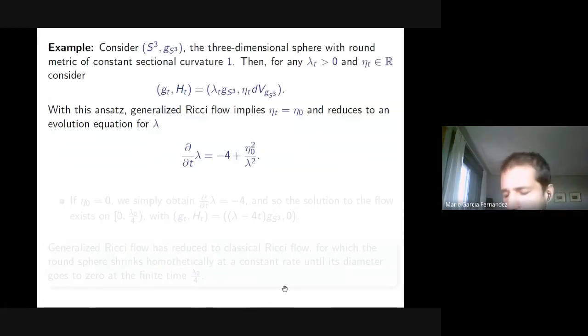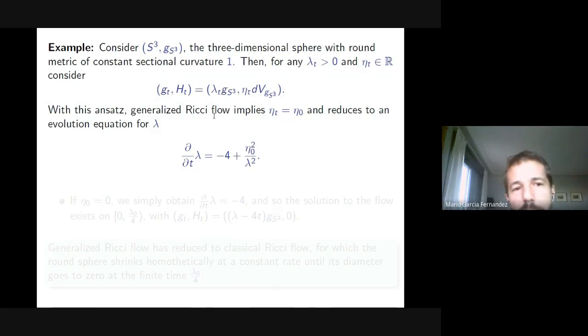Let me give you an example which shows very clearly the qualitative differences between Ricci flow and generalized Ricci flow in a very simple manifold, the three-dimensional sphere. Consider the three-dimensional sphere endowed with a round metric, with constant sectional curvature 1. Then for any one-parameter family of constants lambda_t and eta_t, we take this ansatz (g_t, H_t) for the generalized Ricci flow. This is just a rescaling of the homothety of the metric and a rescaling of the volume form on the manifold.